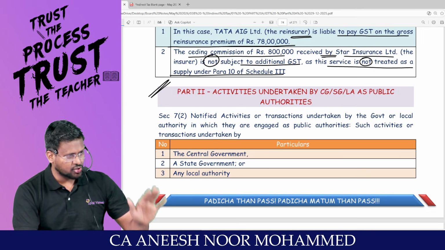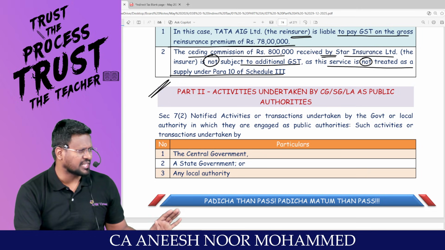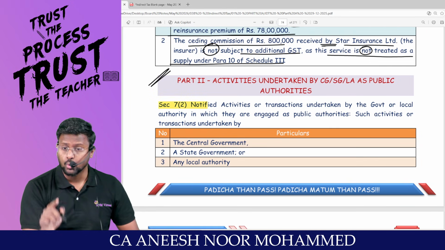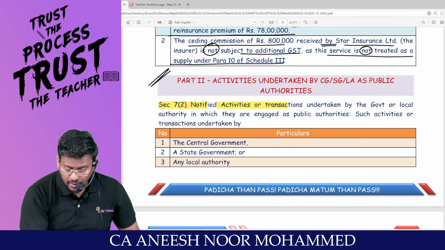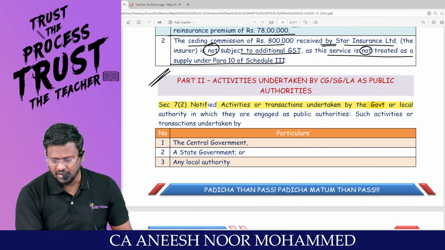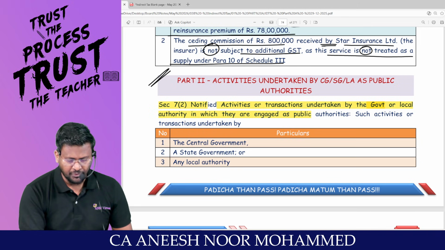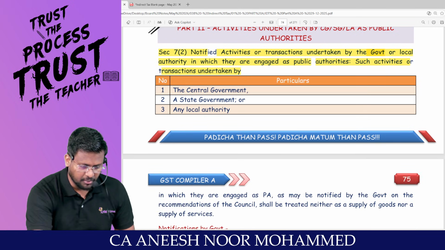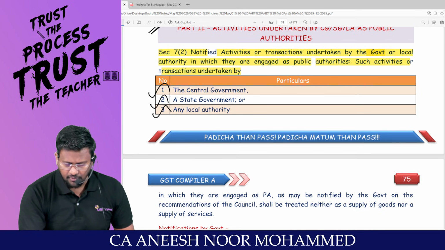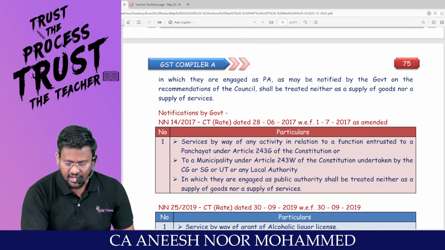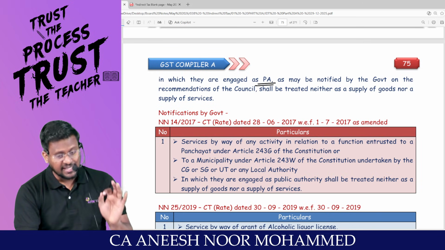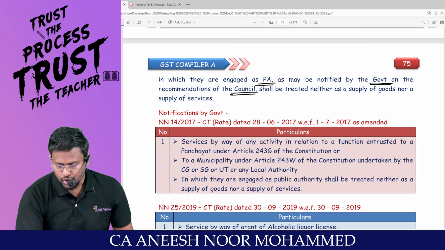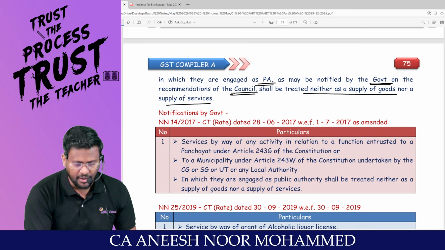Those activities also shall neither be treated as supply of goods nor be treated as supply of service, because we are having 7(2) clause B. Notified activities or transactions undertaken by government or local authority, in which they are engaged as public authority, as may be notified by the government on the recommendation of the council, shall be treated neither as supply of goods nor as supply of services.